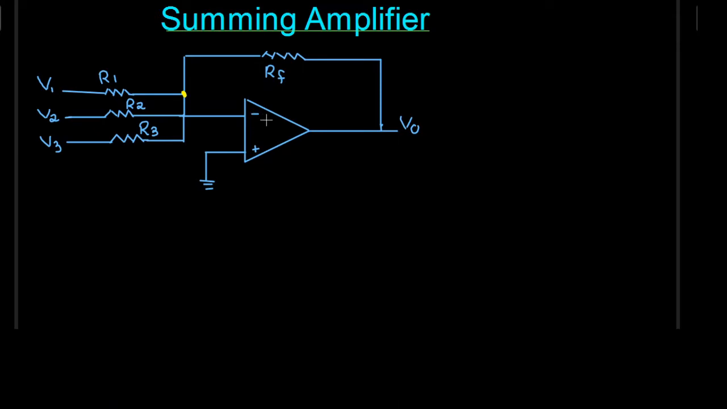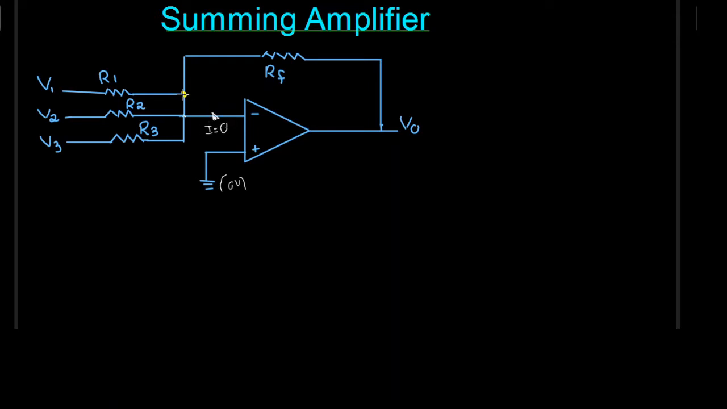Again, we are going to use the concept of virtual short or virtual ground, which means that if this terminal is grounded and has a voltage of 0 volts, this terminal here will also have a voltage of 0 volts, which means I am going to have a voltage of 0 volts over here. And because the input impedance of this operational amplifier is very high, the current flowing into the operational amplifier is going to be 0.